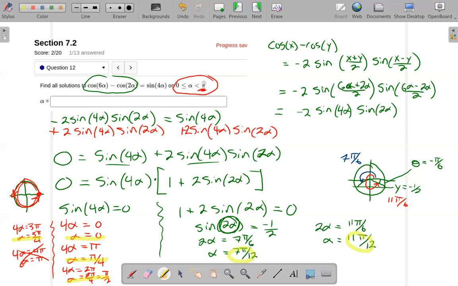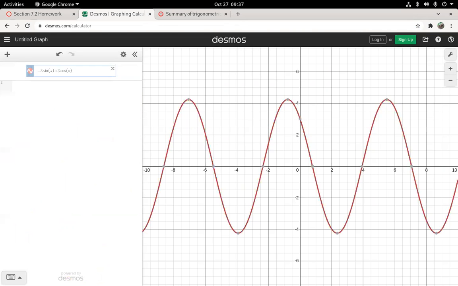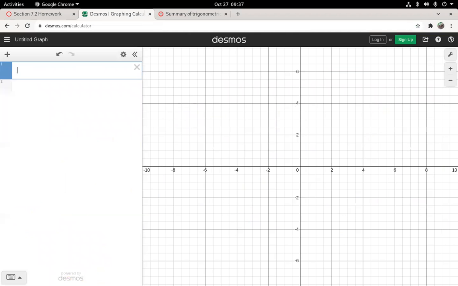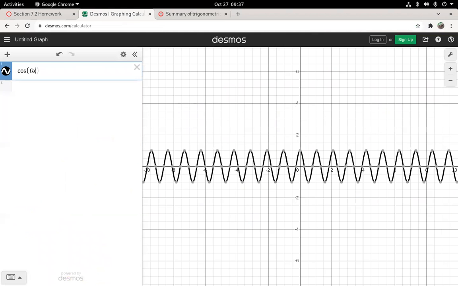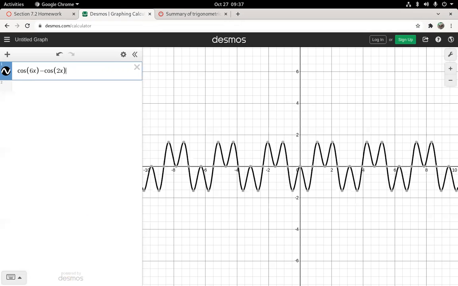Let's check this on a graph. When we check something like this on a graph, since it's a function equals a function, we graph these two separately. And let's clear all this out. Okay, so what did we have again? We have 6 alpha minus 2 alpha. Okay. Cosine of 6x minus cosine of 2x. Whoa, that's a cool wave.